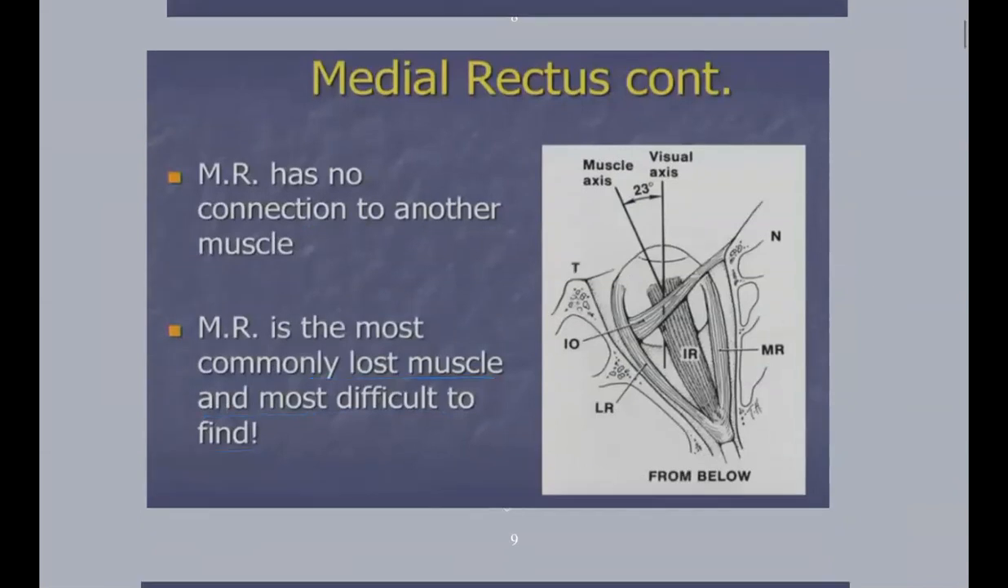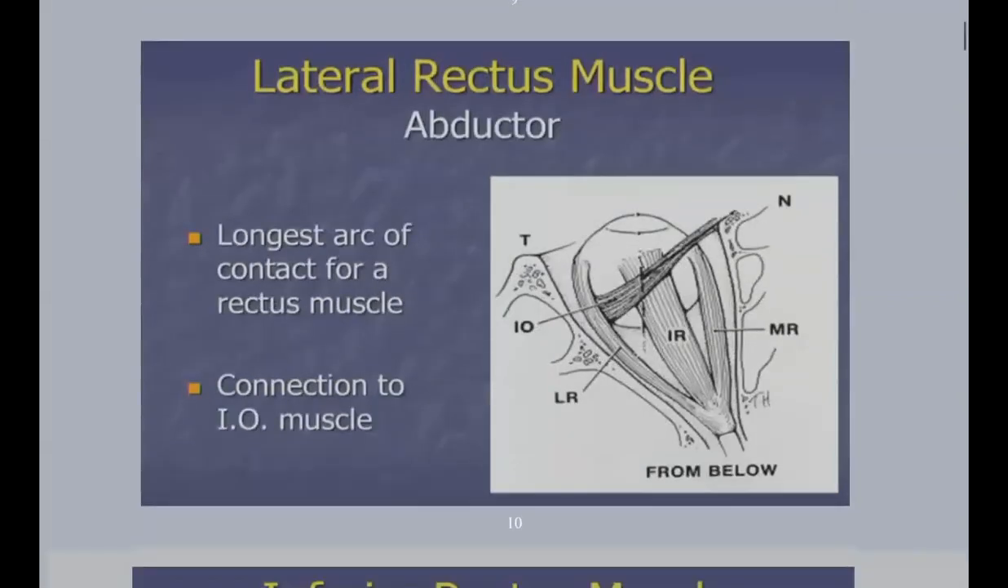Actually, the lateral rectus will be related to the inferior oblique, as you see. Also, the inferior rectus will be related to the inferior oblique. The superior rectus and the superior oblique are related to each other, and the medial rectus has no friends. So, slippage or loss of this muscle will be a very difficult situation.